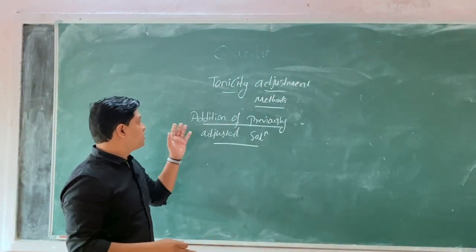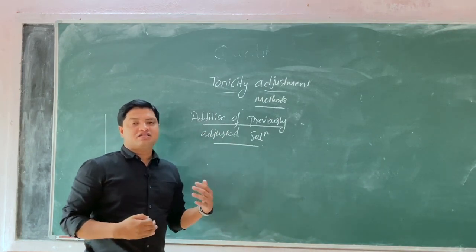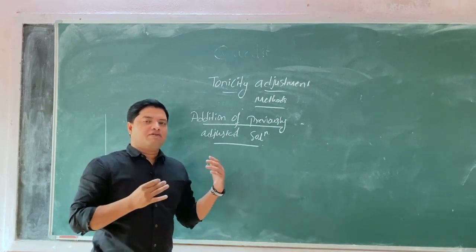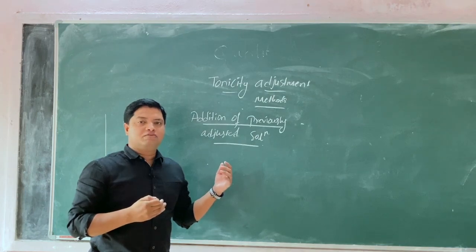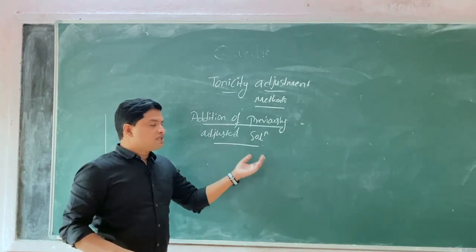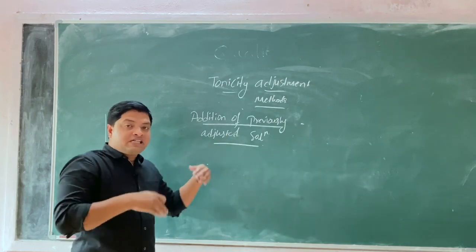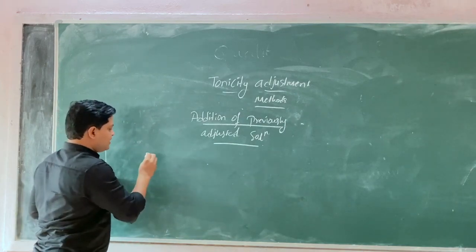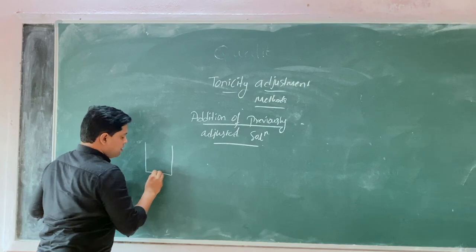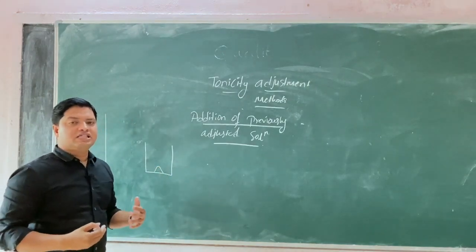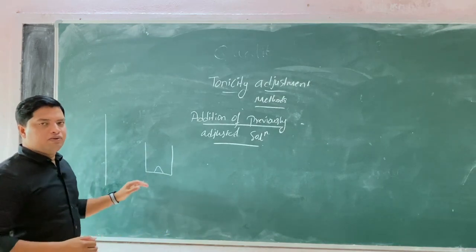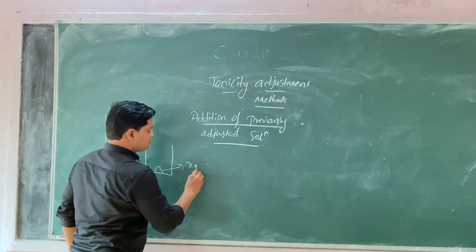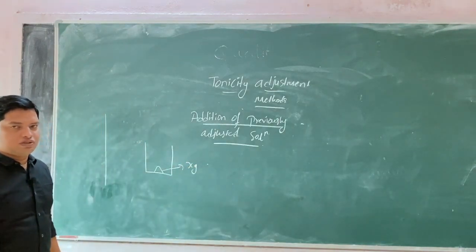Now we are going to talk about the addition of previously adjusted solution, the second method. In the first method we added NaCl, and for that we calculated the amount of NaCl to be added. In the second method we are going to add a previously adjusted NaCl solution. What this method says is, let's say some amount of drug is present in the solution. We don't know that; assume it is X grams. Already X grams of drug is present in the solution.